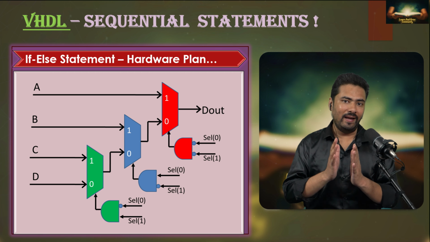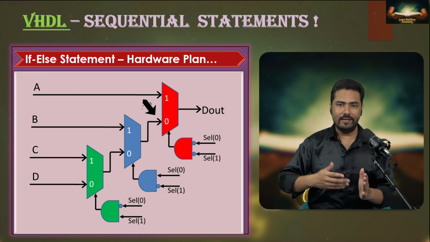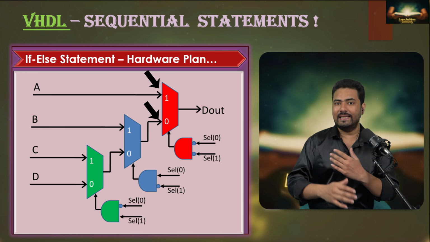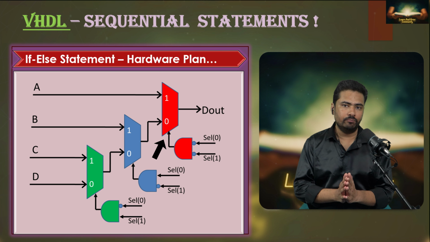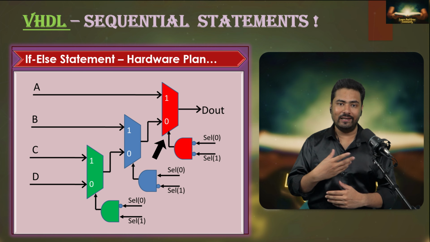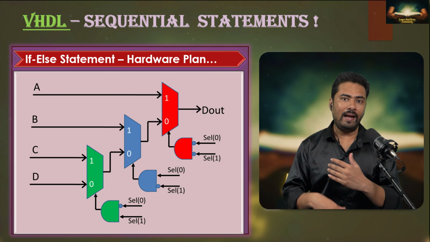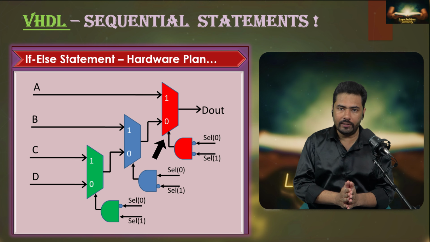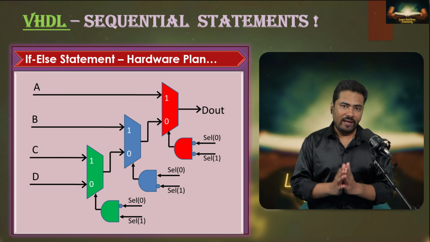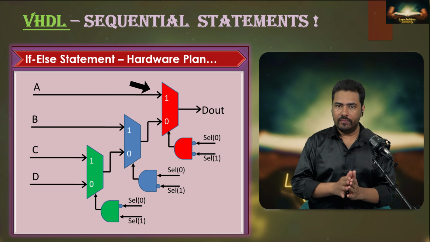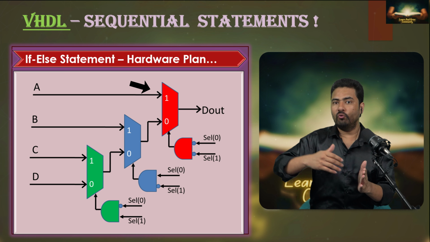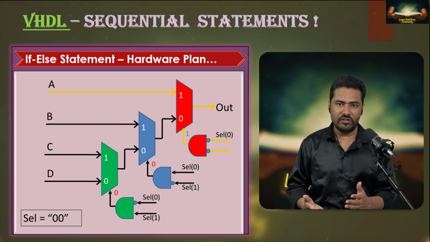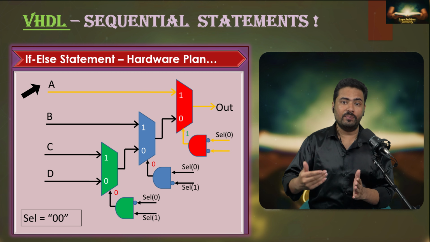Each multiplexer has two inputs labeled 0 and 1, and the AND gate output is connected to the selection pin of the multiplexer, so it acts as the select line. When the AND gate output is 0, the multiplexer passes the input 0 data to its output. When the AND gate output is 1, the multiplexer passes the input 1 data to the output. So let's look at the first condition, which has the highest priority.